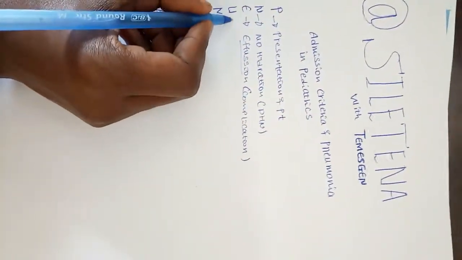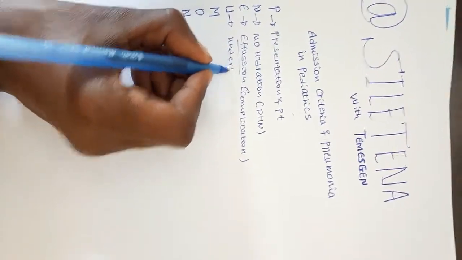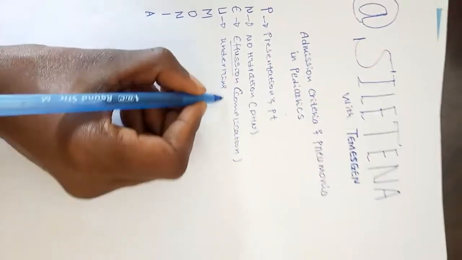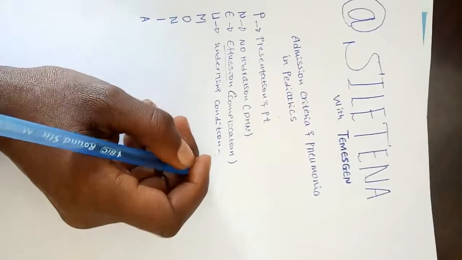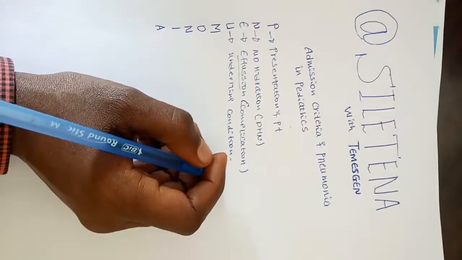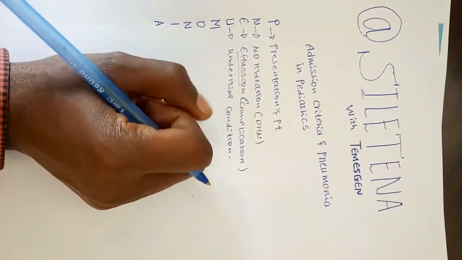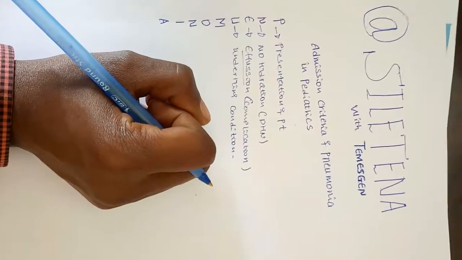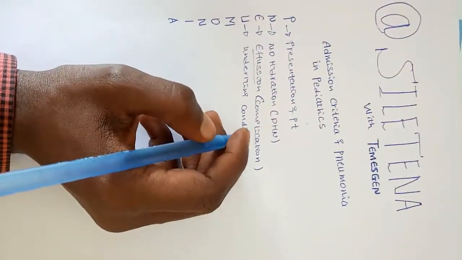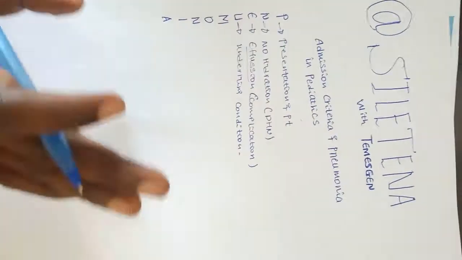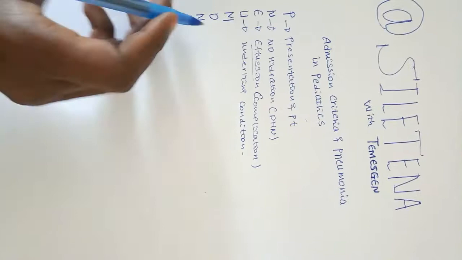U stands for underlying condition, which means if the patient has another underlying condition, for example if the patient is HIV positive, or if the patient is a TB patient, so if there is any underlying condition, we have to admit and treat the patient.